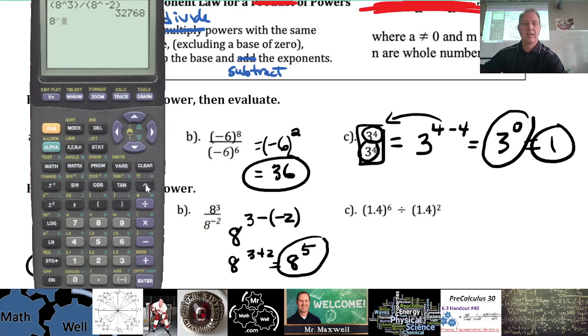32,768. And let's see what 8 to the power of 5 actually is. Oh, good. It's the same number. So that is correct. That's one way you could check that.